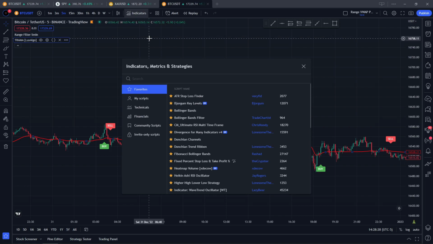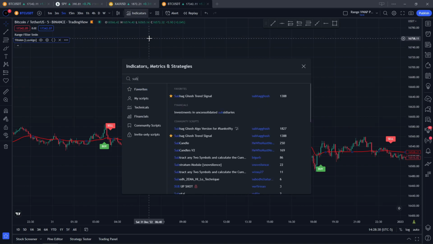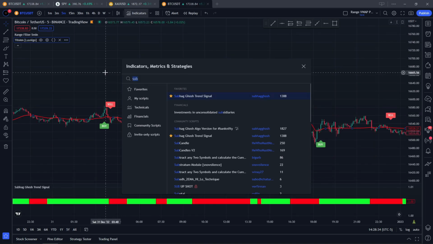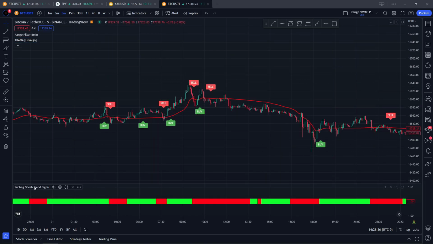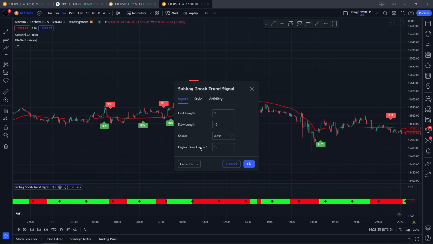And last but not least, we're going to put on, I love the name of this one, the Subhag Ghosh trend signal. We're going to pop that on there. This is one of my favorite indicators for several reasons. Number one is the idea behind this is trading within the trend, as the trend is your friend. You can see that you can input your higher time frames right here. So for example, we're trading currently on the 5 minutes up here, but if we set a time frame here at 15, it'll help filter out signals even further as you're only going to be taking trades within the trend. So we're going to keep that on here.